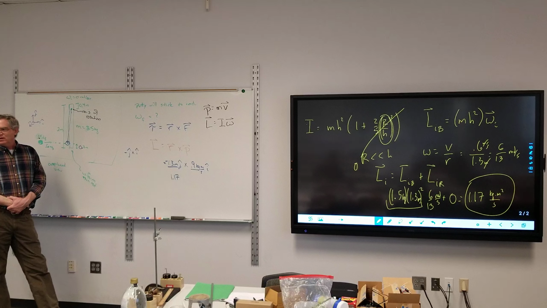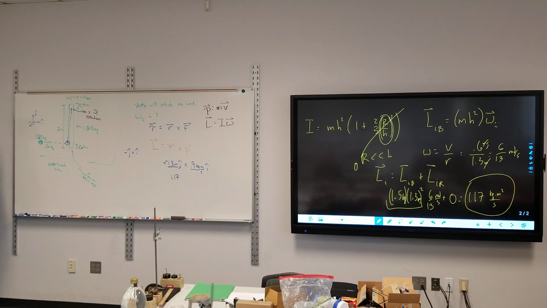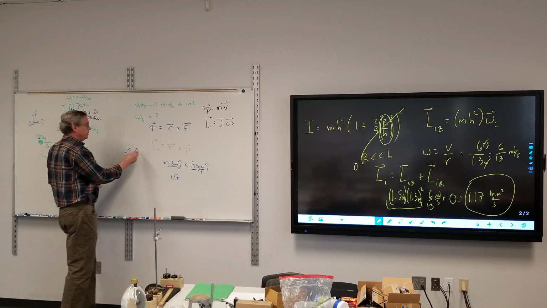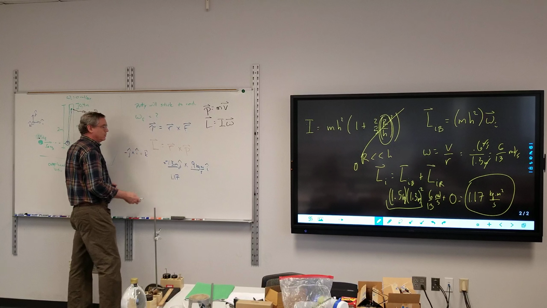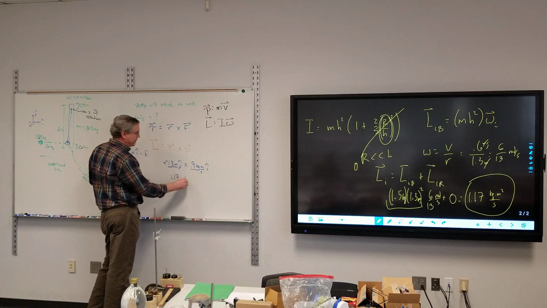What's negative? I have I hat going that way, negative J hat down, so I start out with my hand in the direction of the first vector, which is down. I want my fingers to curl towards the second vector the shortest way possible. My thumb points out in the k hat direction. So that's k hat. So I end up with 1.17 k hat.